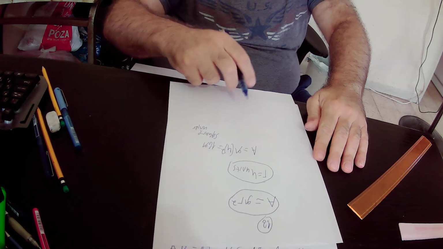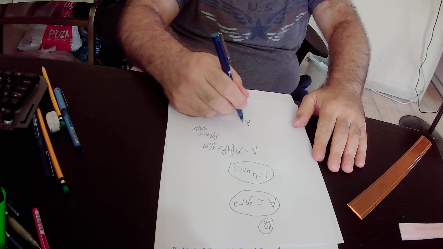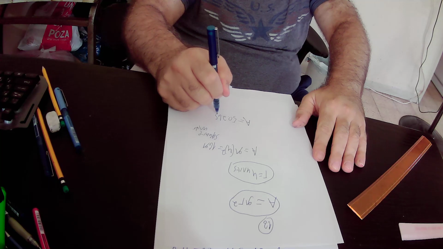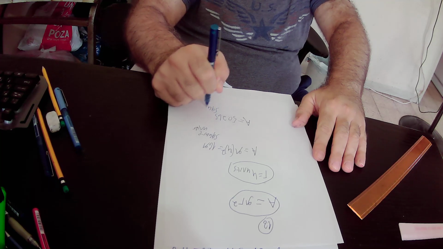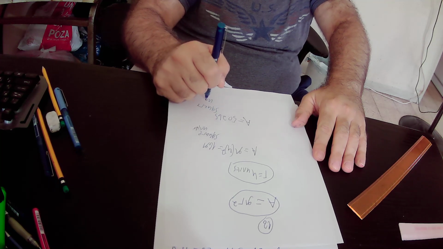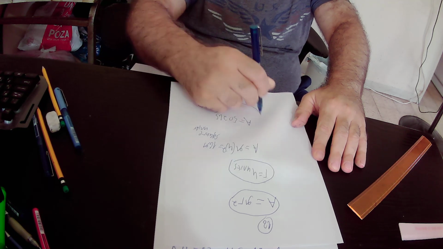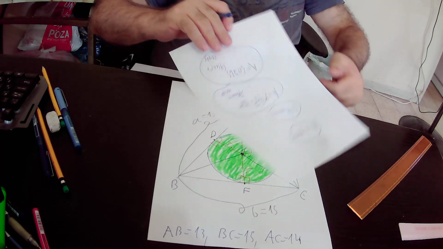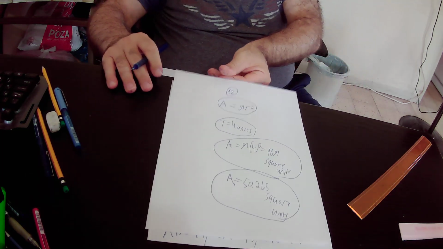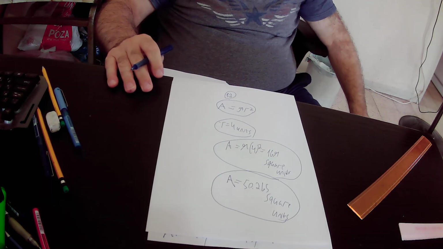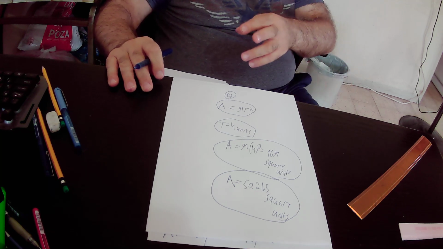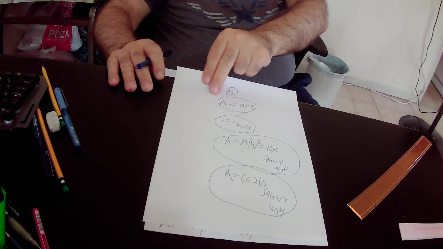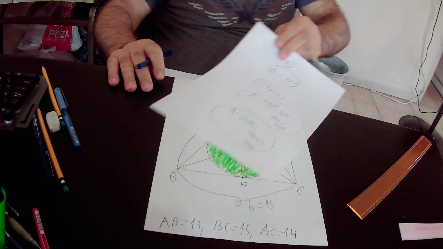or in terms of numbers, the area of the green circle will be equal to 50.265 square units. Okay, so the area of the green circle equals either 16 pi square units, or in terms of numbers it equals 50.265 square units.